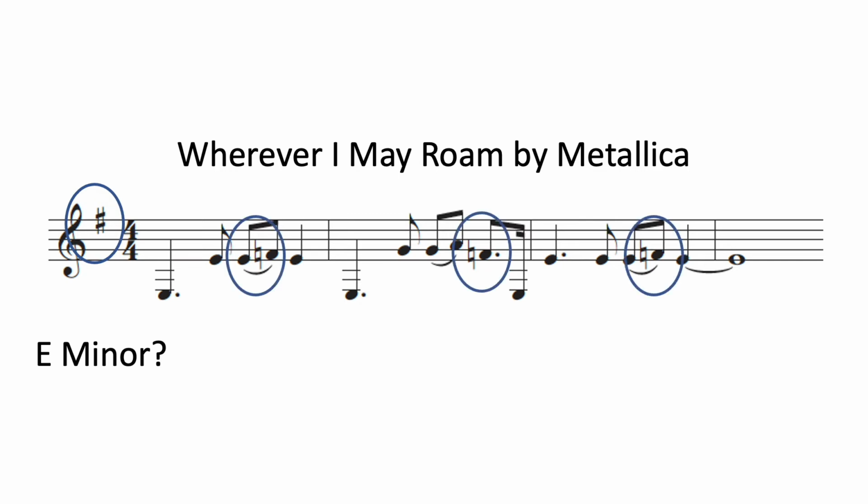These reoccurring F naturals cancel out the key signature because the key signature has an F sharp, and here I have all these F naturals. Okay, so what does that do to my melody? Well, if that's true, what's happening is now I am switching to a mode. I'm switching to not E minor. I'm now in E Phrygian.